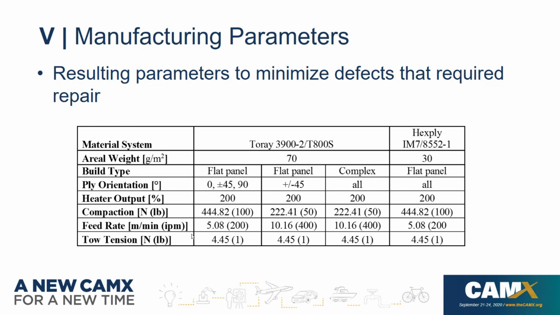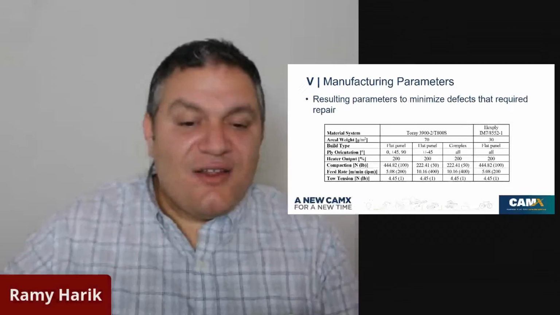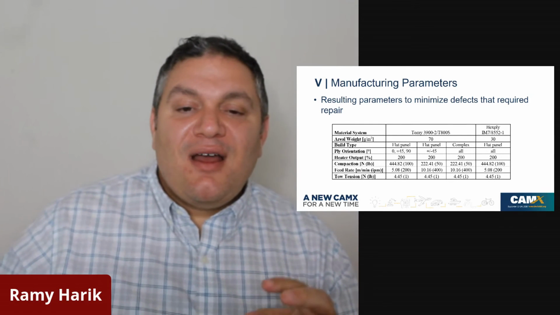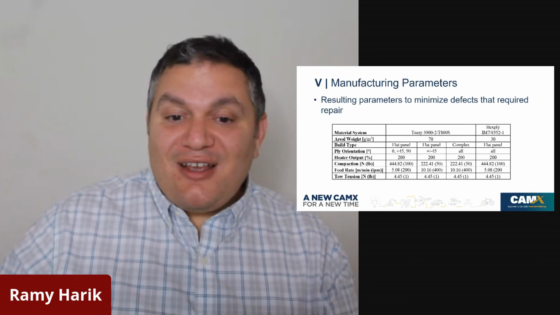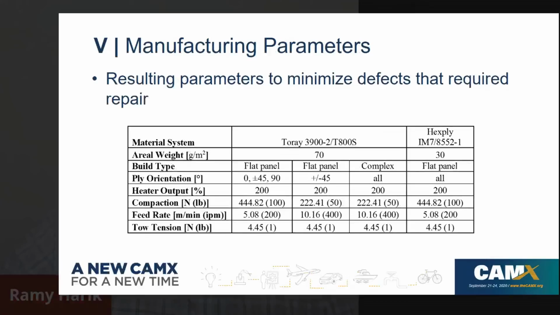So you can see where for the same material, the complex and the flat, for example, the feed rate, instead of it being 200 inches per minute, 400 worked better with the complex. However, the compaction, 100 pounds compaction for this flat panel, whereas for the complex one, we had 50 pounds. So we can see a little bit that these different manufacturing parameters that we were able to observe and to use for the manufacturing and the exploration of the thin-ply parameter.